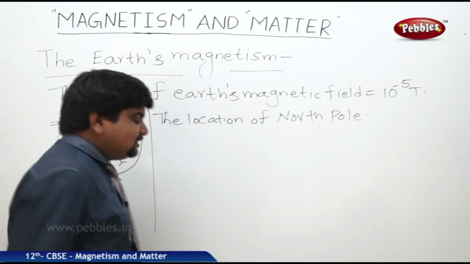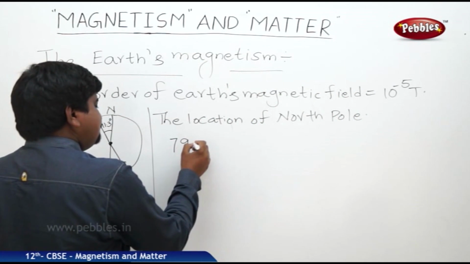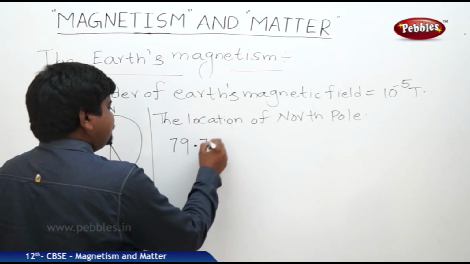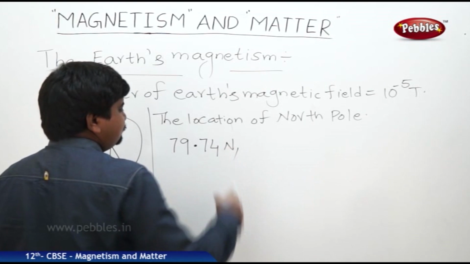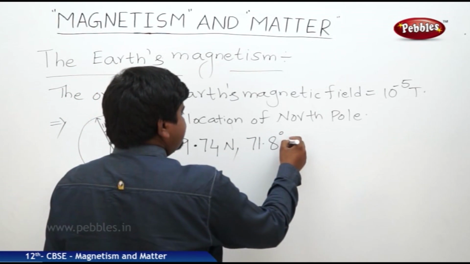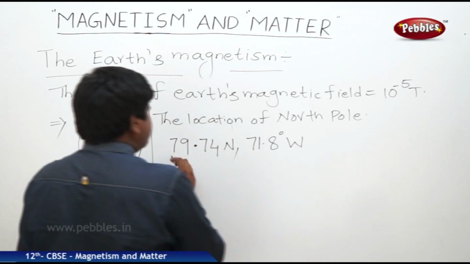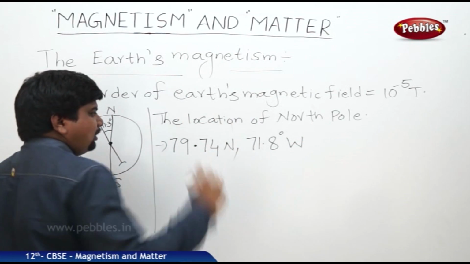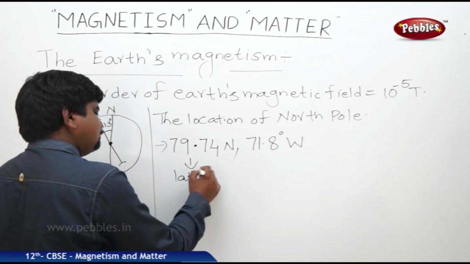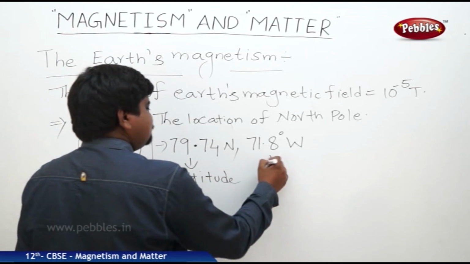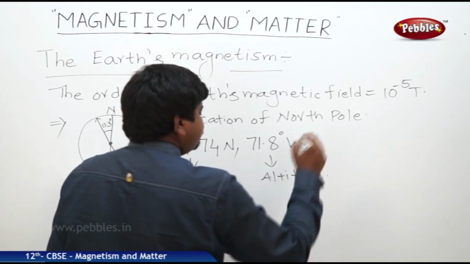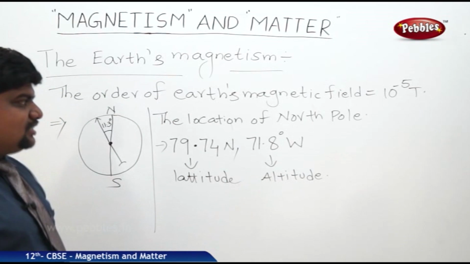So in this case, the location of the north pole of earth is some 79.74 north and 71.8 degrees west at the latitude and longitude. This is the latitude, this is the longitude. This is the location of the North Pole.